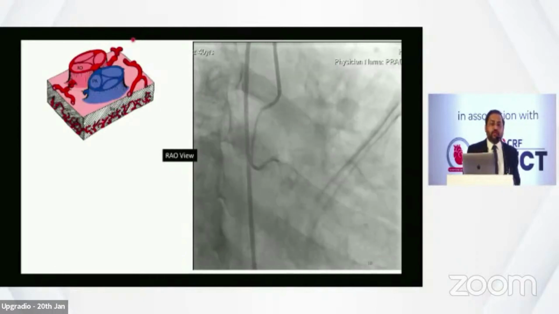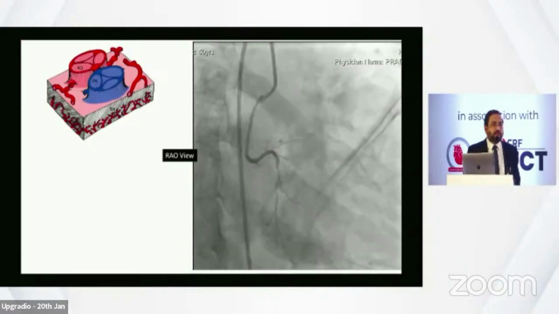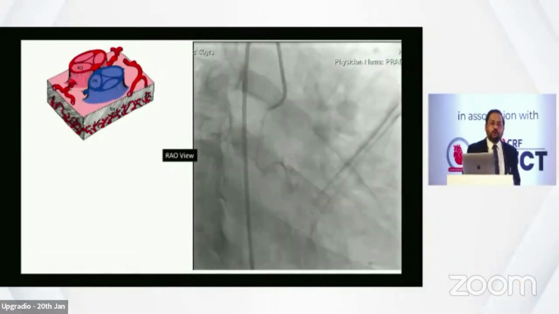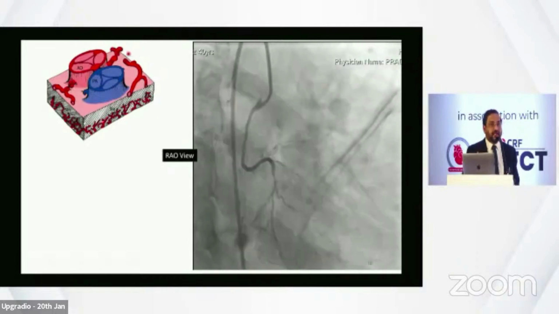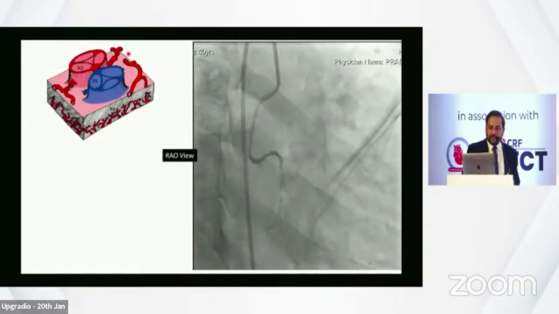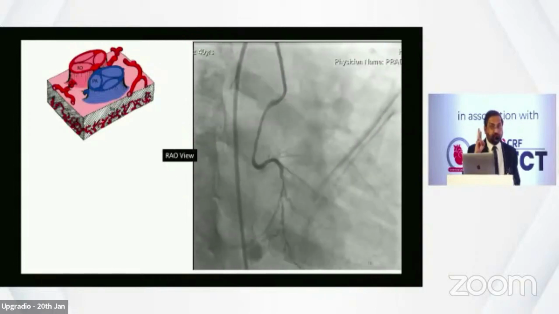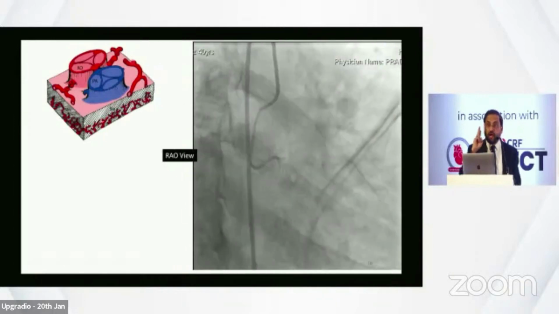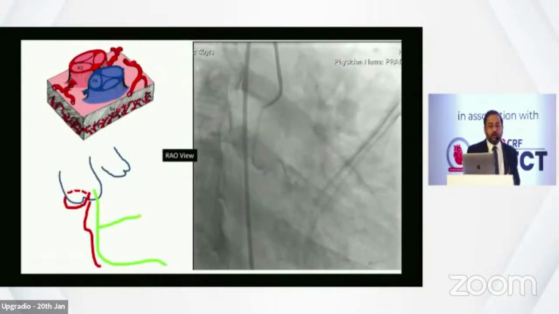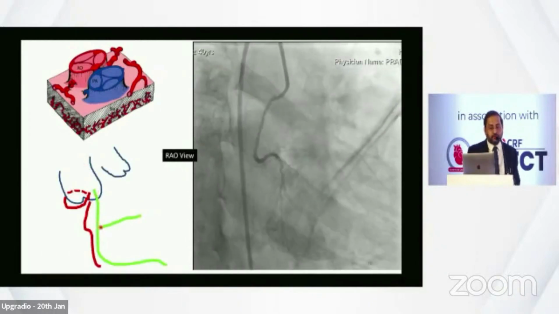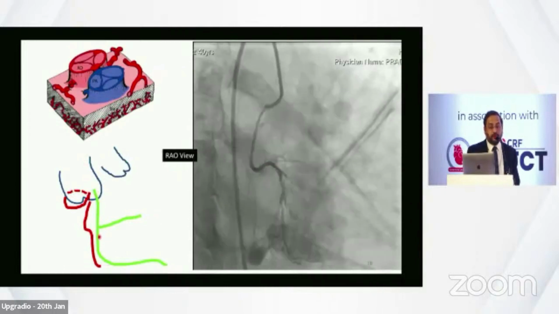So if you realize, you don't have to remember anything. There's no other way anomalous circumflex can take to reach the left sinus except a retroaortic course. And here again, as I told you, the second important principle was the RAO view. In RAO view, it's a poor cartoon, but the RCA falls like this straight, with the RV branches going forward.